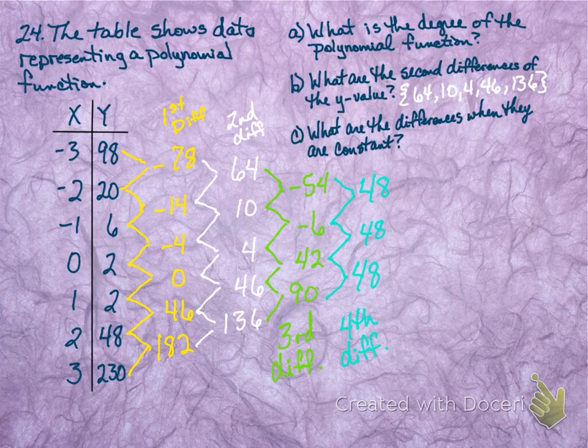Okay, so what is the degree of the polynomial function? This is the fourth degree. Or you could write quartic. And what is the difference when they are constant? 48.